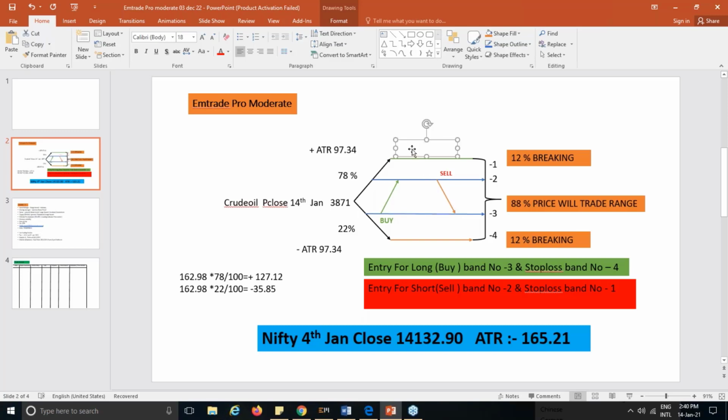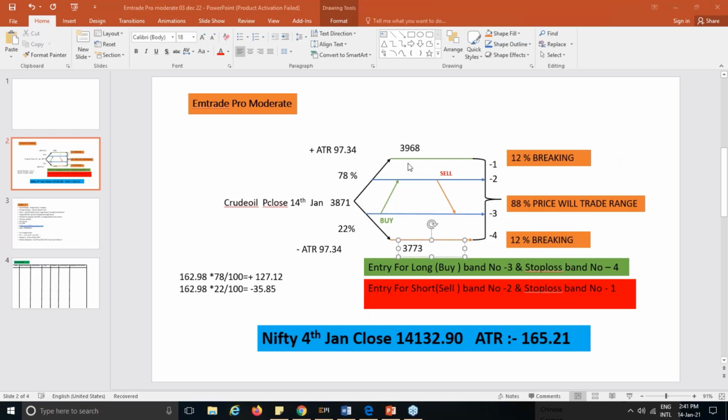Yes, Mahesh, it's 3968. And for the downside, I minus 97.34 from 3871. Yes, very good, Mahesh, 3773 is for the downside. Now I want to calculate the 78% of ATR and 22% of the ATR.